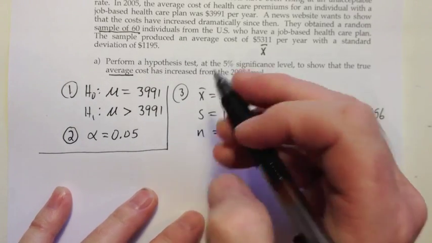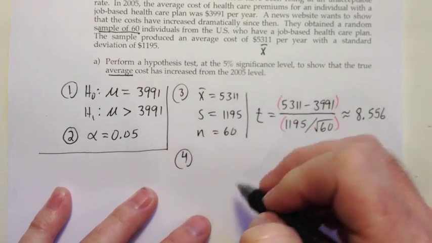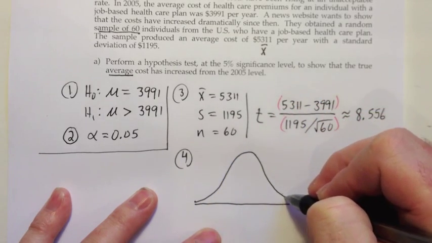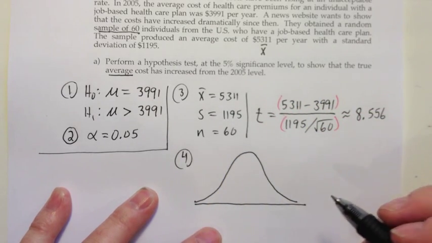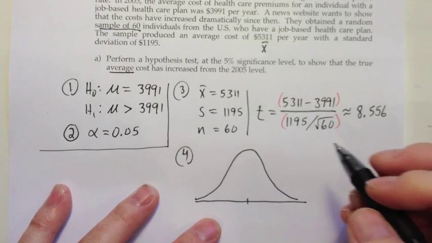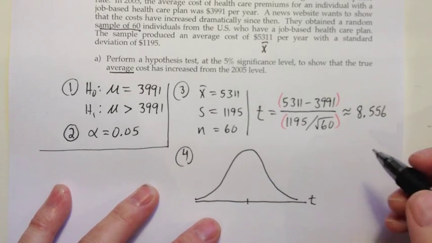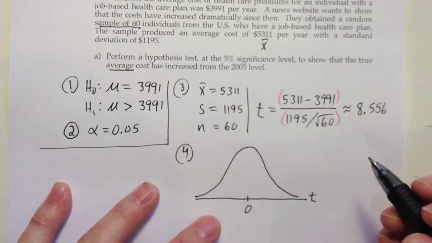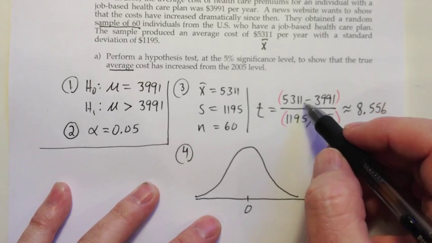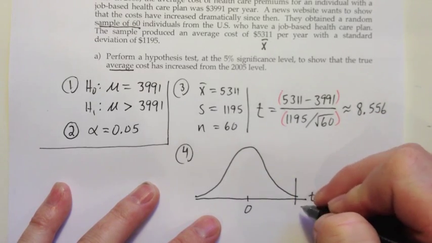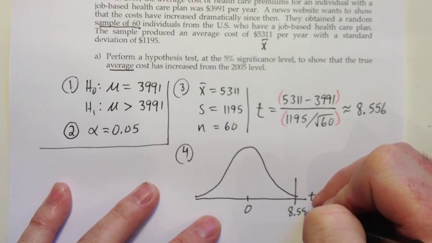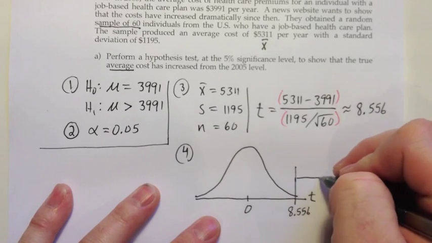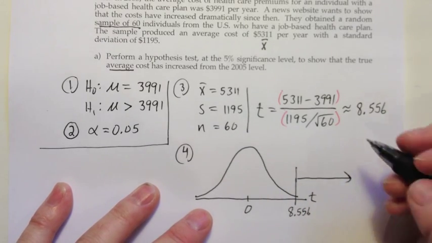And again, as soon as I start saying that seems very unlikely, that's a probability statement. So I want to calculate what is the probability that if H0 is true, I would land 8.5 standard deviations away. So I draw a bell-shaped curve for our t-distribution. In place of that 3991, I'll put a 0 because we're in the t-score format. And then in place of the 5311, I'll put our test statistic, which is 8.556. Look at what kind of tail test it is. It's right-tailed, so our p-value will be whatever this area to the right is.